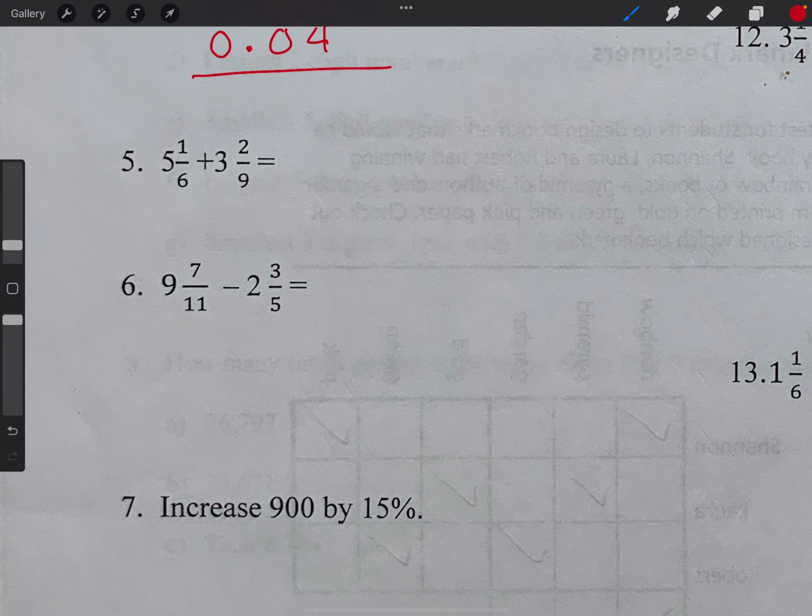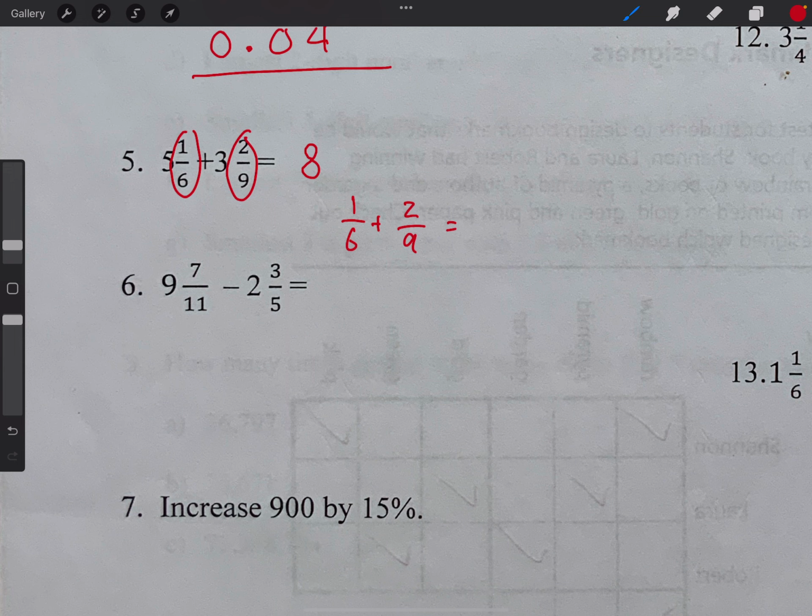Question 5. You're going to add these two fractions. To add them, I'm going to add the whole numbers first. So I'm going to start with the 5 and the 3. 5 plus 3 is 8. We know we have 8 wholes. Now, 1 6th plus 2 9ths. So let's do that separately. 1 over 6 plus 2 over 9.